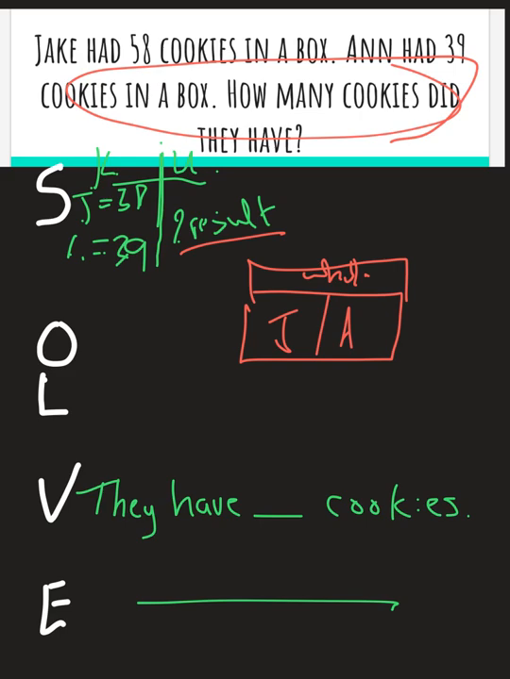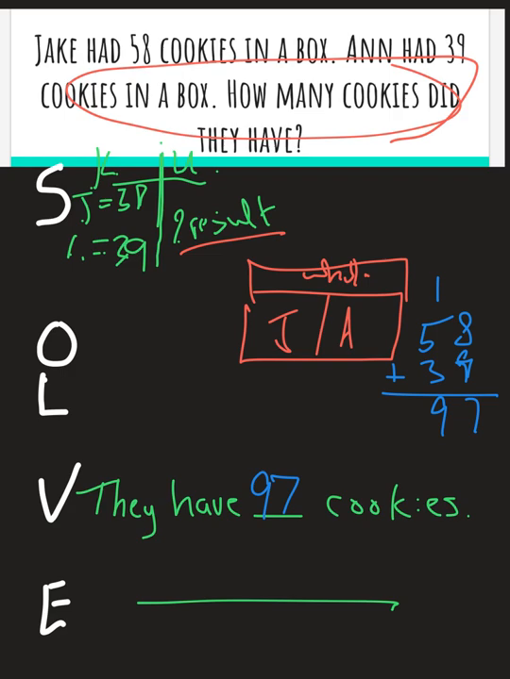Then when we launch, then we would say, okay, Jake had 58, Anne had 39. To find how many they had, we're going to have to add. So here's where we would add. So 8 plus 9 is 17. Regroup the 1. 5 plus 1 is 6. And 6 plus 3 is 9. Okay, so they have 97 cookies.